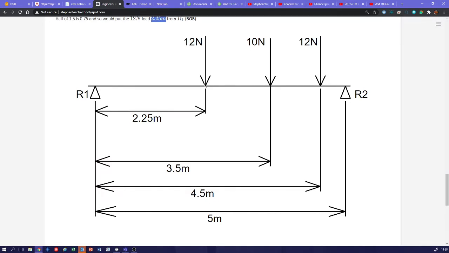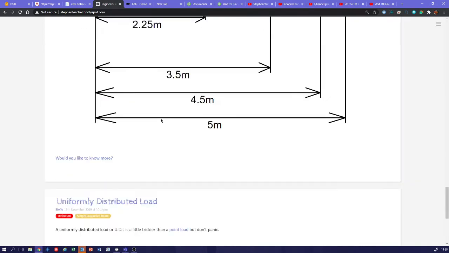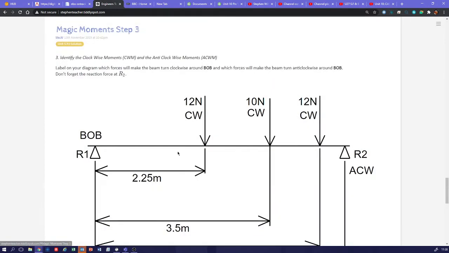So there we are, we found the point load, 2.25. Would we like to know more? Heck yeah. So this is step 3: identify the clockwise moments and the anti-clockwise moments. Label them in your diagram. You can put a little arrow, or you can put CW and ACW, just to help clarity of thinking.